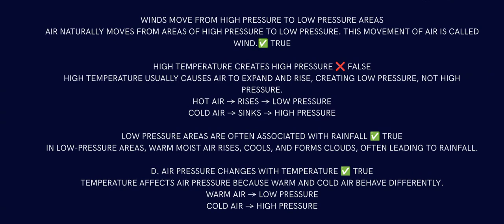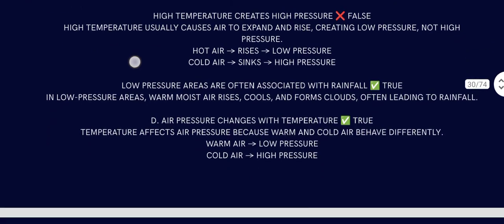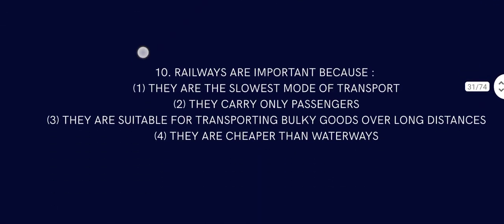Low pressure areas are often associated with rainfall. That is true, because in low pressure areas warm moist air rises, cools and forms clouds, often leading to rainfall. And the last one is air pressure changes with temperature. That is also true, because temperature affects air pressure, as warm and cold air behave differently. Warm air means low pressure, cold air means high pressure. So that's the thing.